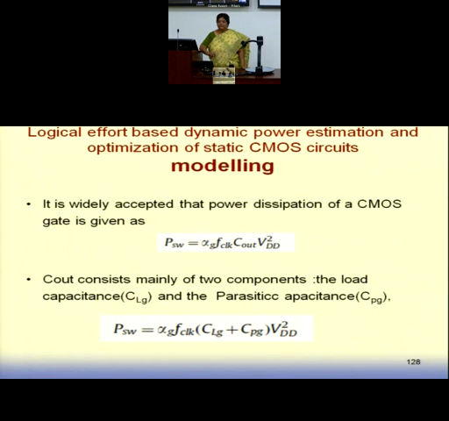Here I would be looking at the power delay product as my metric, where I would be working for a given delay. Delay is given to me, so I am not going to change the delay, but let me choose the sizing such that the total PDP comes down.